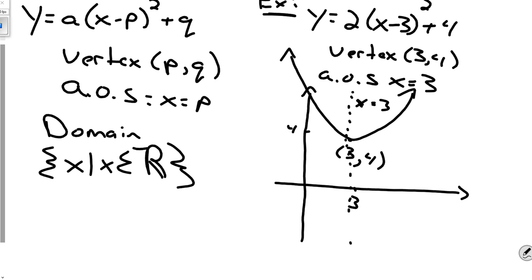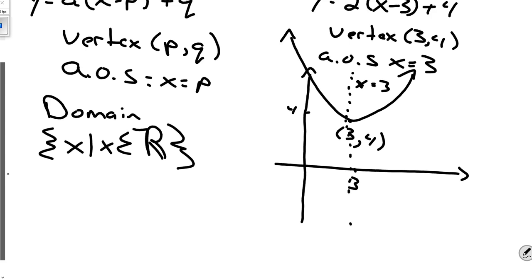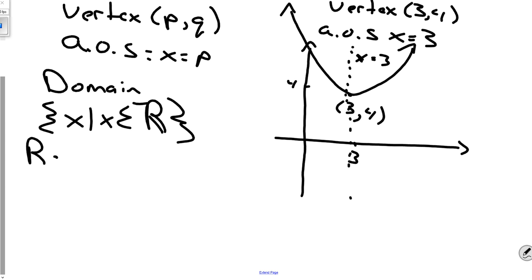Now your range is all your Y values though, right? So your Y values, look at the vertex, right? It has to be above positive 4. So the range would be Y such that Y is greater than or equal to 4.